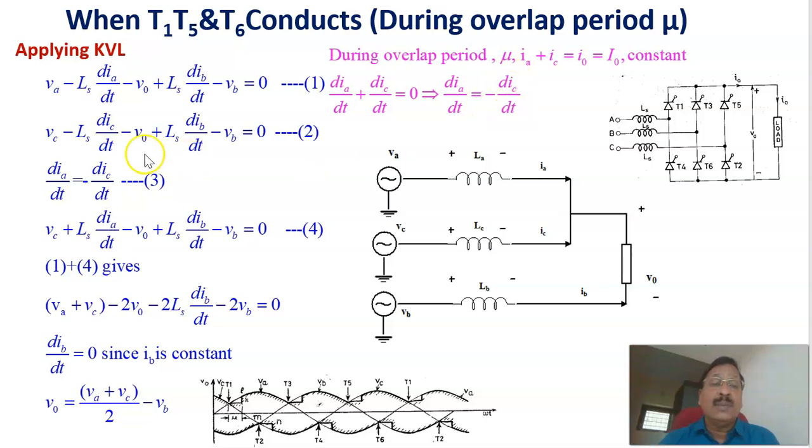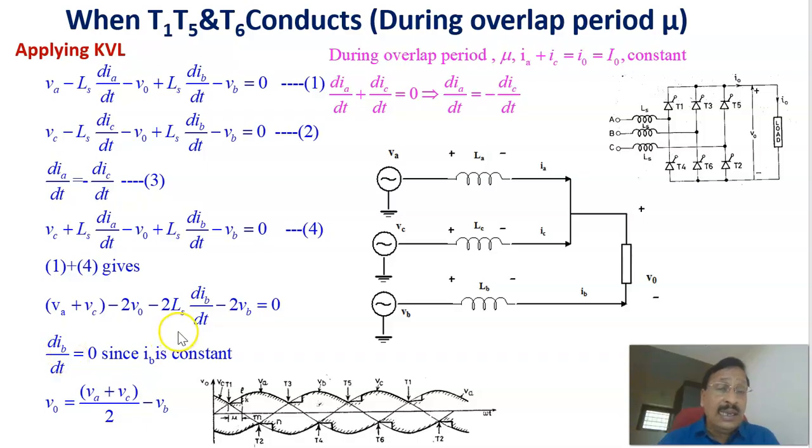or DIA by DT equal to minus DIC by DT, and substituting this one here in this equation, we can see that VC plus LS DIA by dt minus V0 plus LS DIB by dt minus VB equal to 0. Substituting this one here, then what we are doing is adding equation 1 and 4, and we'll be getting VA plus VC minus 2V0 minus 2 LS DIB by dt minus 2 VB equal to 0.